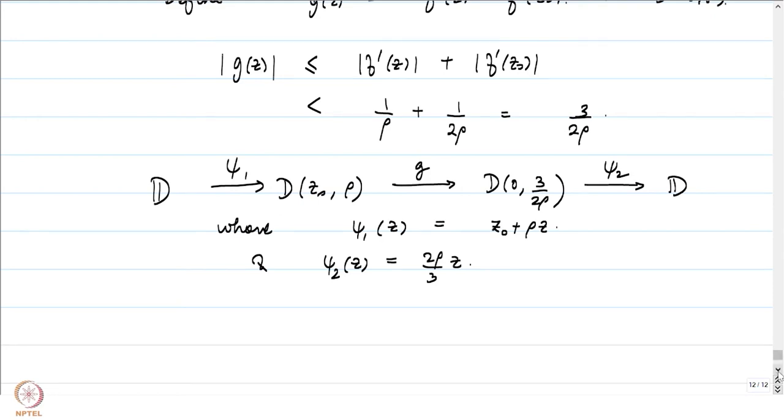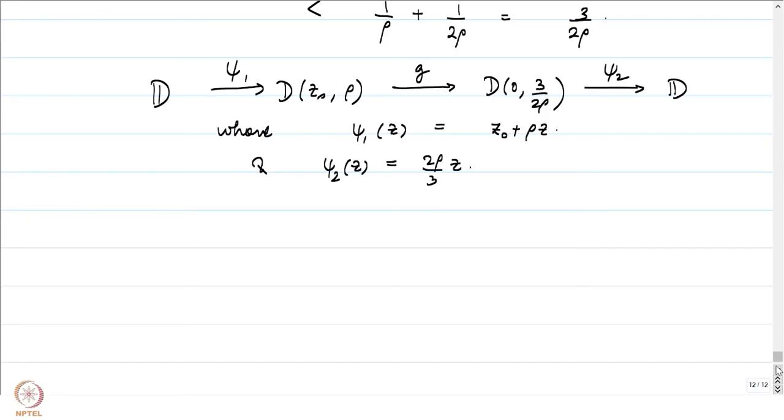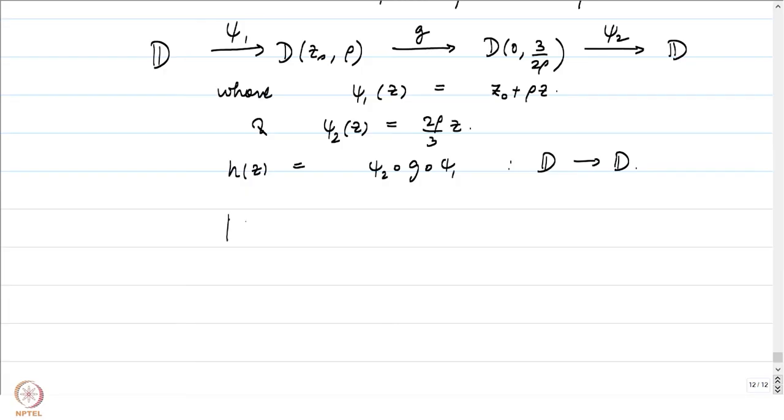So, if you consider these two maps, we have a composition of holomorphic maps, h of z defined to be psi 2 composed with g composed with psi 1. Now, h is a map from D to D, which maps 0 to 0. And by Schwarz's lemma, we have the absolute value of psi 2 of g of psi 1 of z, which is basically 2 rho by 3 times g of psi 1 of z, bounded by the absolute value of z. Let me compose by the inverse to get the absolute value of psi 1 inverse of z, which will just be equal to z minus z 0 by rho. This is precisely what we have.